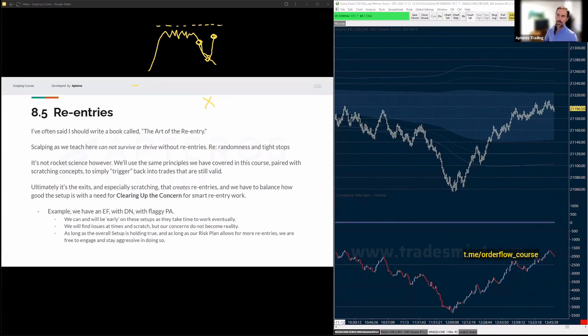It's not rocket science, though. Reentries, that is. We're going to use the same principles we've covered in this course, paired with scratching concepts, to simply trigger back into trades that are still valid. Ultimately, it's the exits and especially scratching that creates reentries. And we have to balance how good the setup is with the need for clearing up the concern, in order that we're doing smart reentry type stuff. We're mastering the art of the reentry.